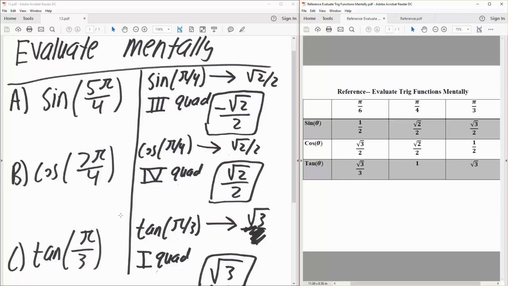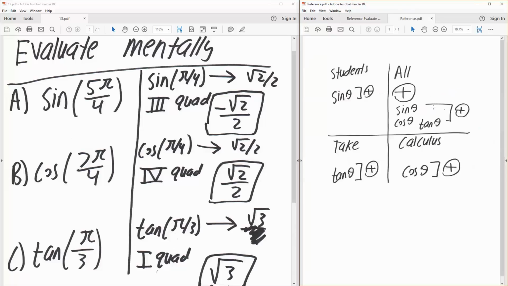So the answer will be the square root of 2 divided by 2. And the last question is tan pi over 3. So our reference angle is pi over 3. And tan pi over 3 is the square root of 3. And since we're in quadrant 1, everything is positive. Sine is positive, cosine is positive, and tan is positive. And so therefore our answer would simply be the square root of 3.